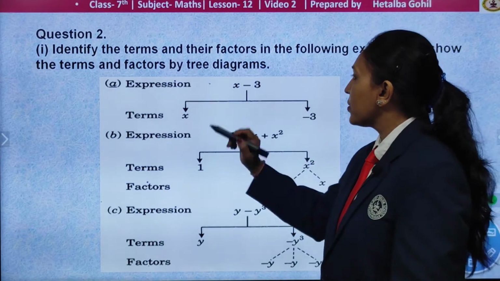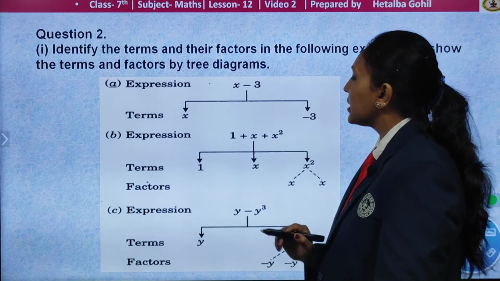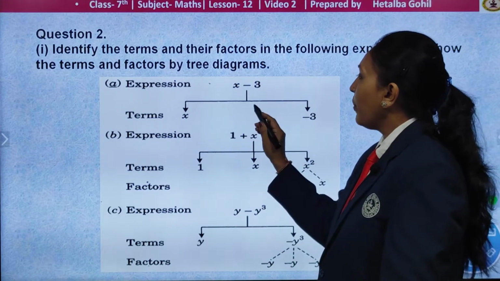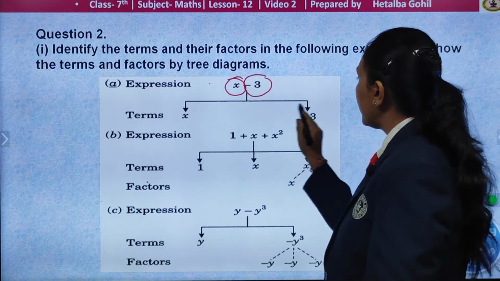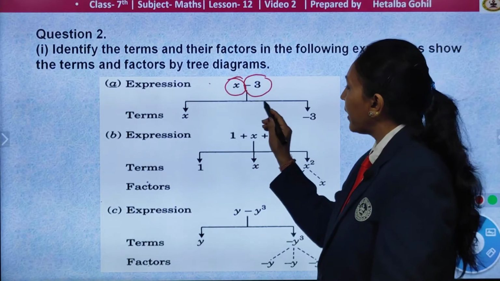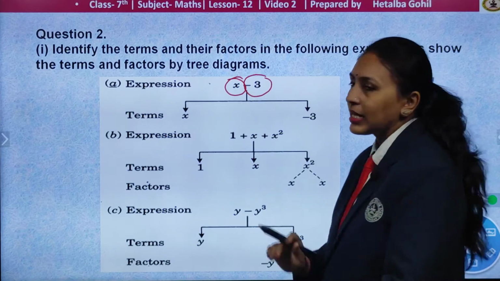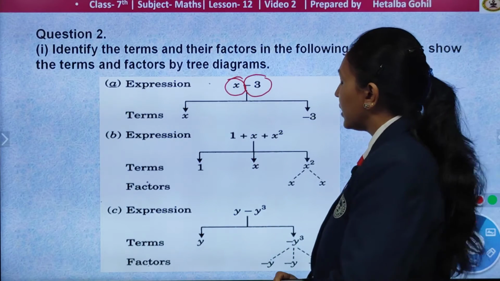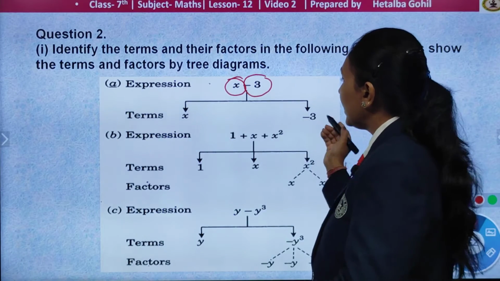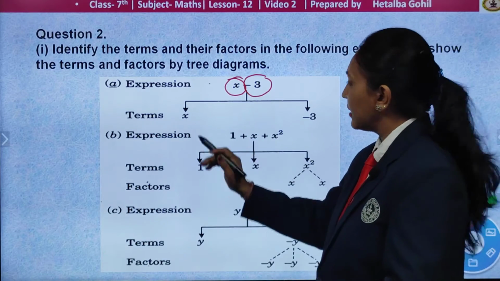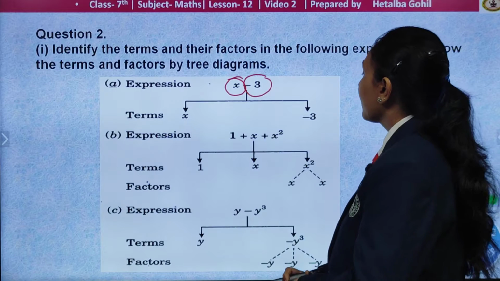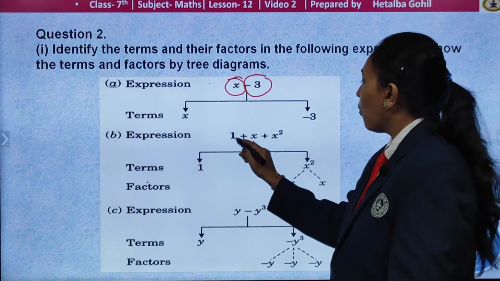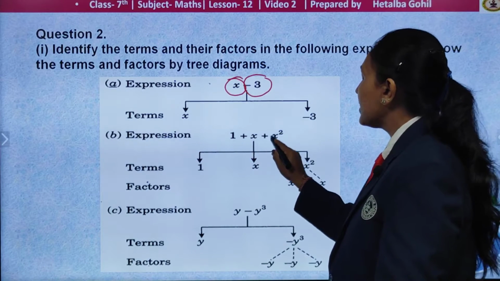The first expression given to us is x minus 3. Now how many terms do you have here? x and minus 3. You can see with the help of the tree diagram, x and minus 3 I have pointed out here, but as they do not have any other factor, they are single terms here, x and minus 3 as it is.